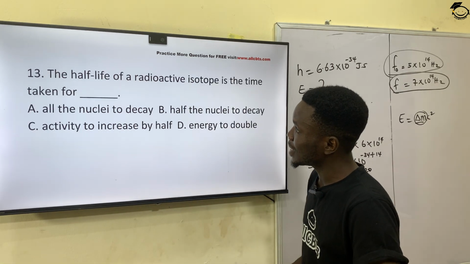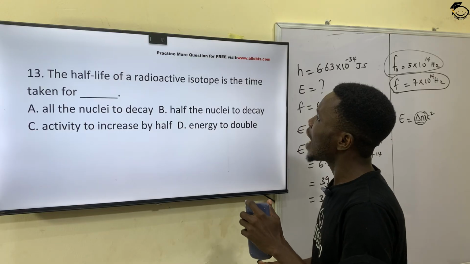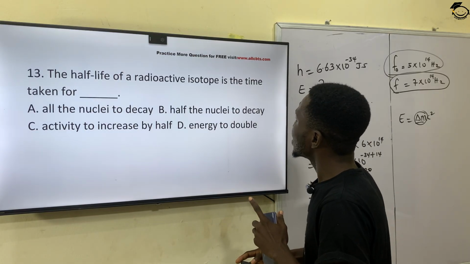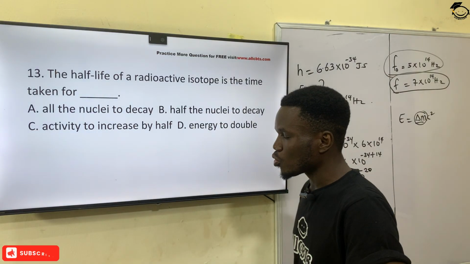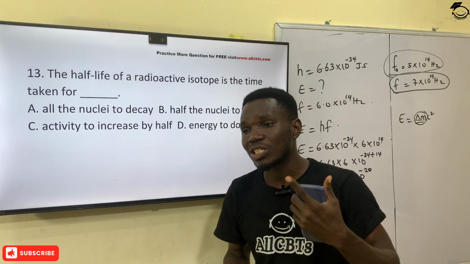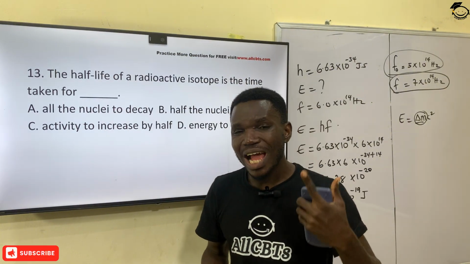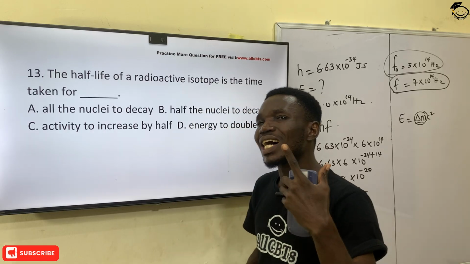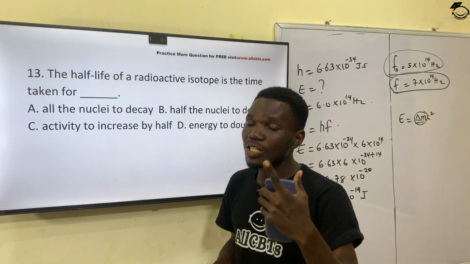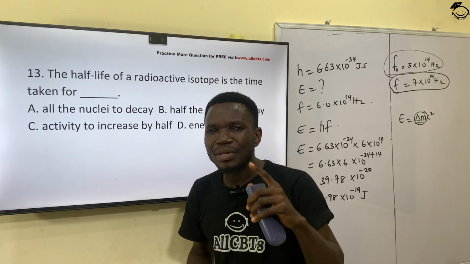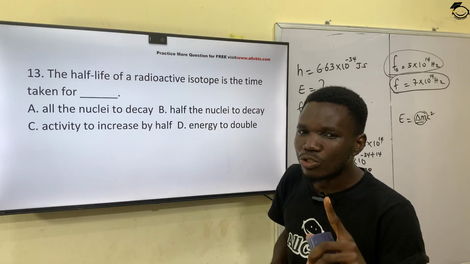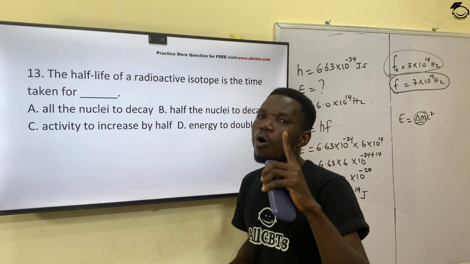So that is also question number 13. We said the half-life of a radioactive isotope is the time taken for dash. When I was explaining radioactivity, one of the concepts that we talked about was half-life, where I said that the half-life of a radioactive element or radioactive isotope is the time it takes that particular isotope to decay to half of its mass.